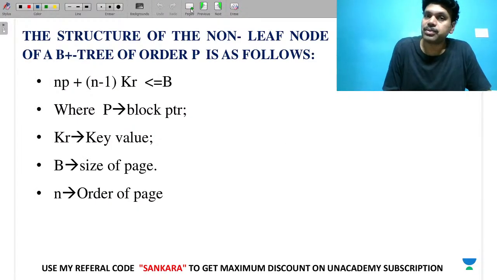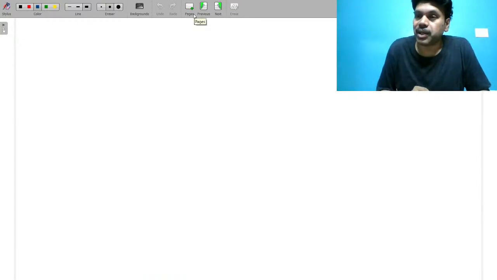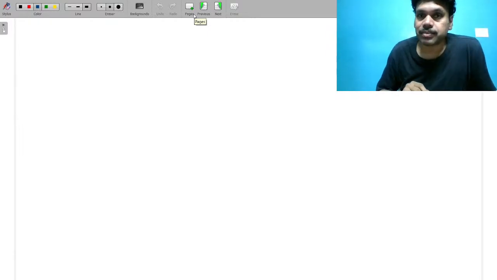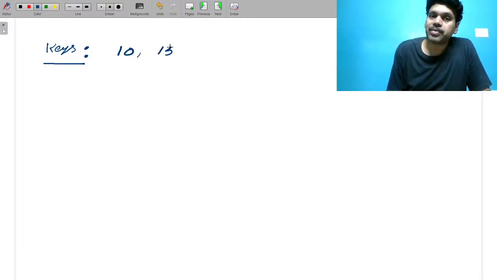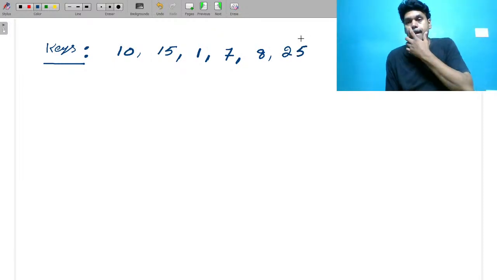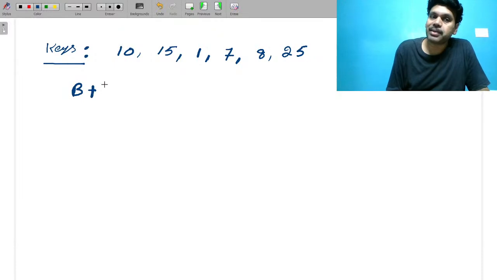Now I will show you the construction process of a B tree and B plus tree so that you will understand how to construct a B plus tree. Let us say the keys are 10, 15, 1, 7, 8, 25. He is asking to construct a B plus tree and B tree. So you want to construct a B plus tree.